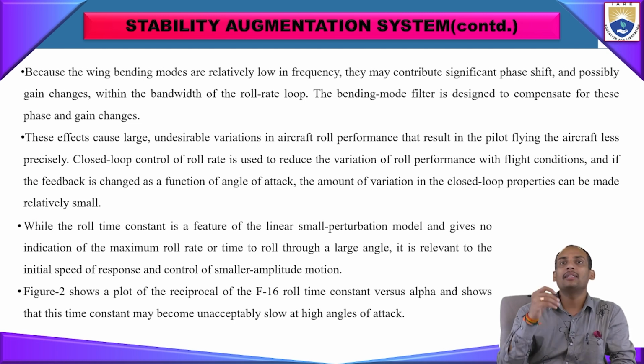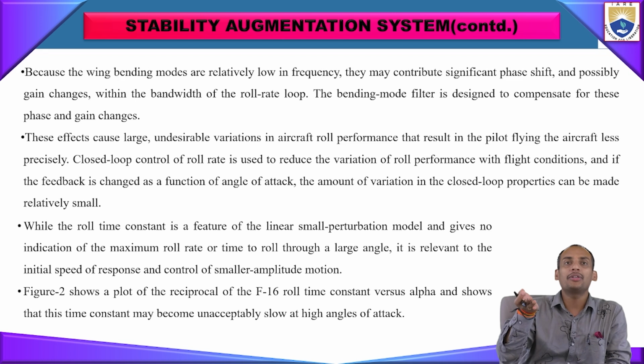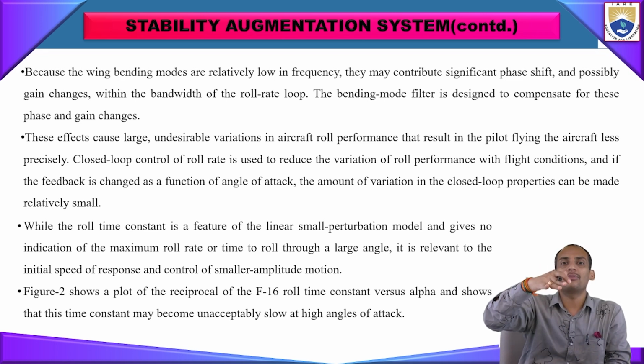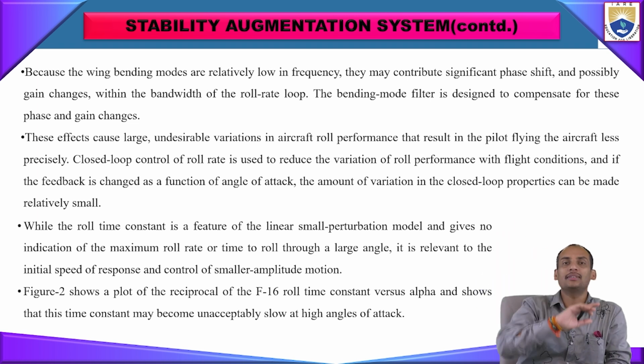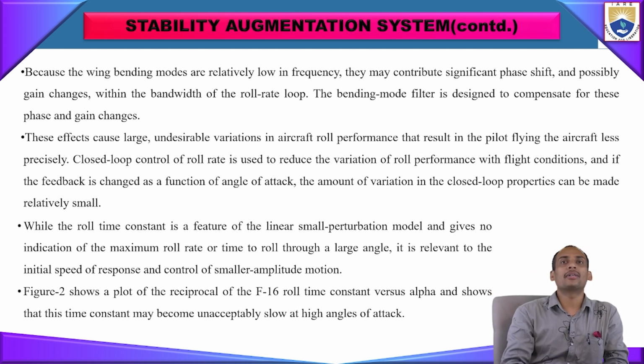Like when inaccurate flight conditions happen due to these bending mode frequencies and abnormal frequency responses of this aircraft, this should be avoided for better control of the aircraft. So for that, closed loop control has been installed, and the closed loop control of the roll rate will be used to reduce this variation of roll performance.